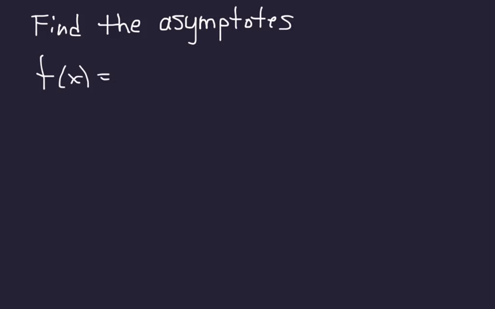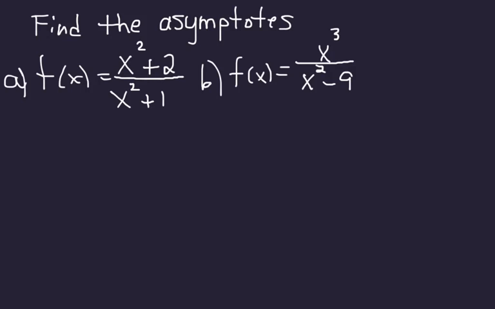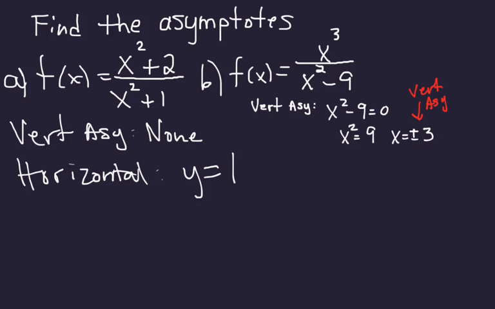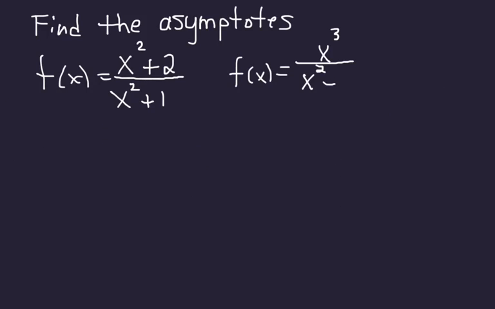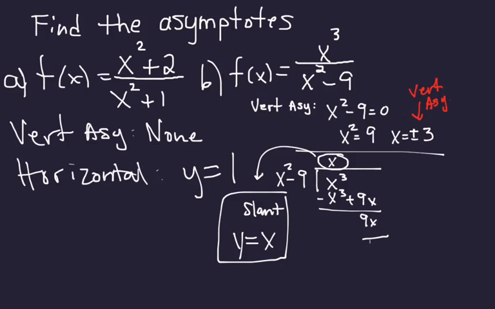Let's try another one. All right, you do this. This is just asymptote practice. Got 2 examples. So what if it's the same? What if it's the same thing? That's what you have to figure out. All right, try these.